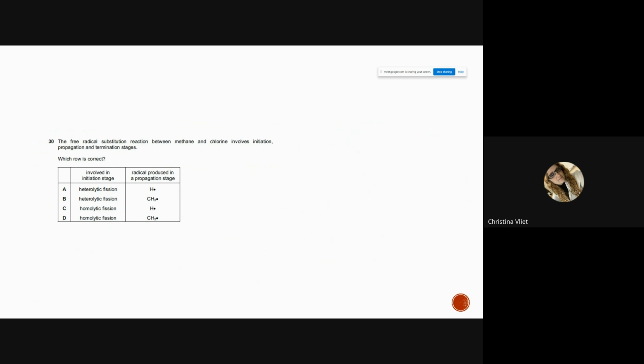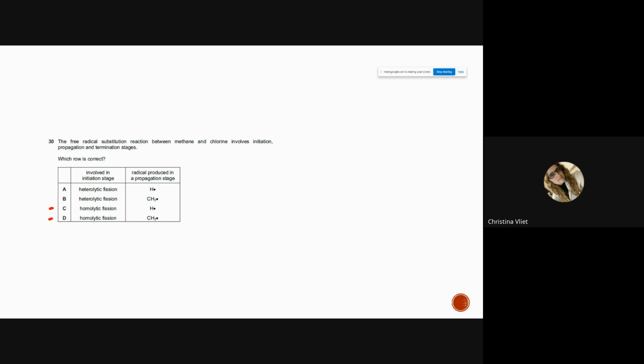Free radical substitution reaction between methane and chlorine involves initiation, propagation, and termination stages. Which row is correct? First of all, in the initiation stage, is it heterolytic or homolytic fission? Homolytic. So we know it's either got to be C or D.